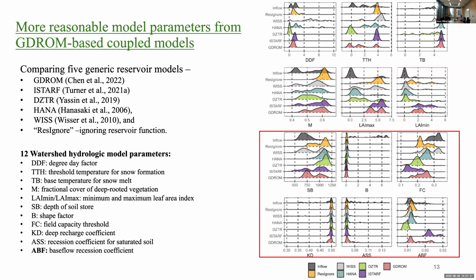As you can see here, compared to other models, in terms of the shape of the distribution and also the location of the distribution, GDROM does a better job than other models, number one. And number two, for some parameters, for example parameter B, parameter KD and ASS, we don't see much difference.